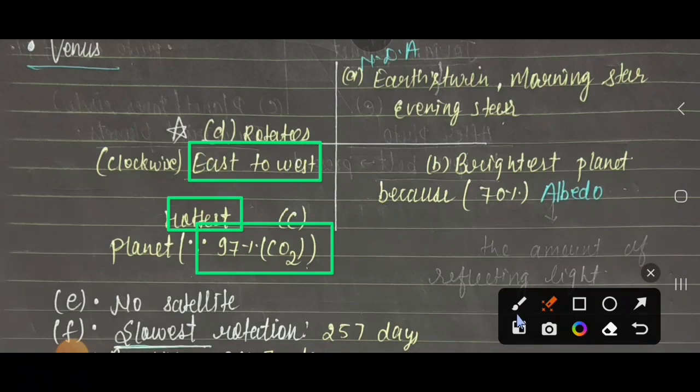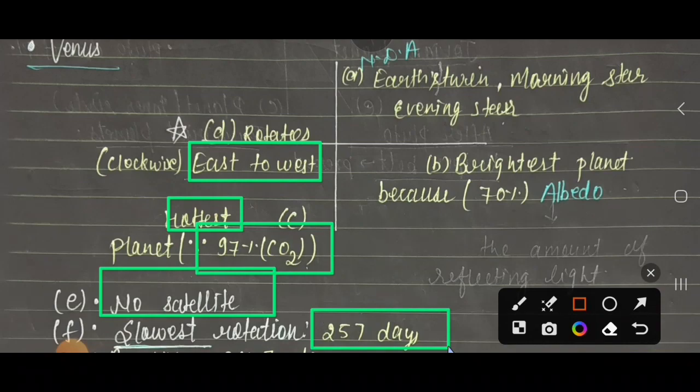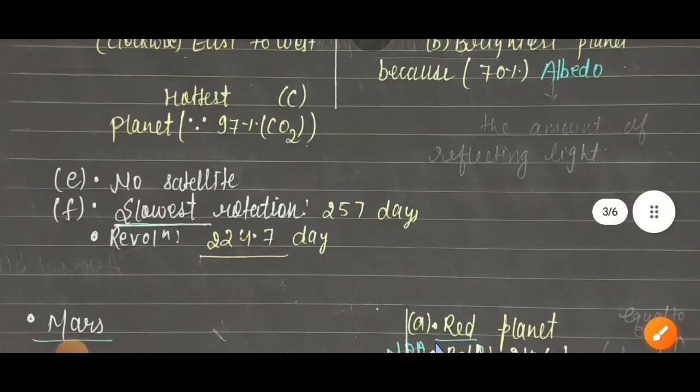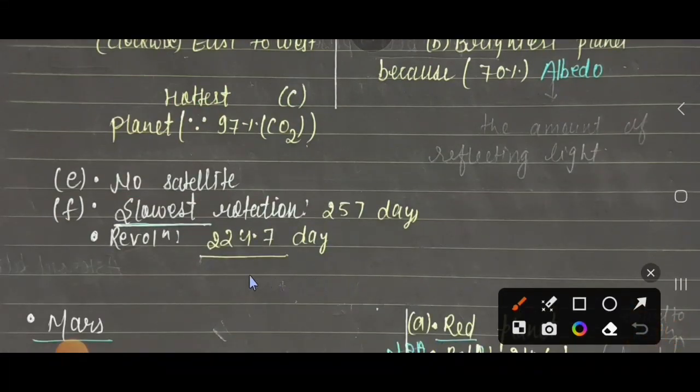Okay, and the E point is that it also doesn't have a satellite, meaning our Mercury and Venus don't have any satellite. Okay, and it has the slowest rotation period, about 257 days. You don't have to remember the rotation and revolution period, but you have to know this for knowledge. Okay, now let's move further. And it has a revolution period of about 224.7 days.